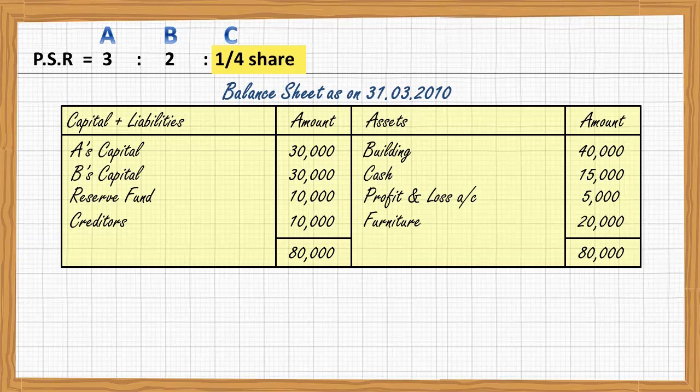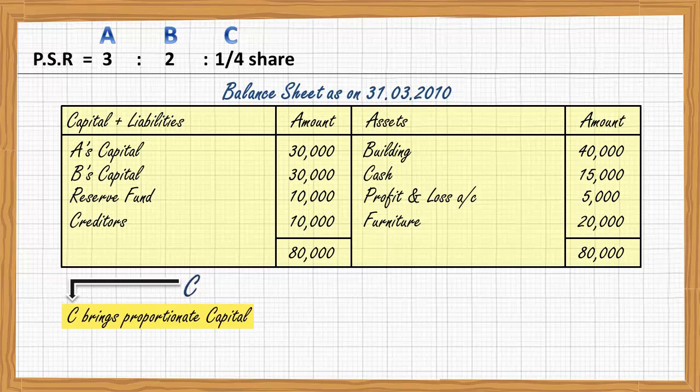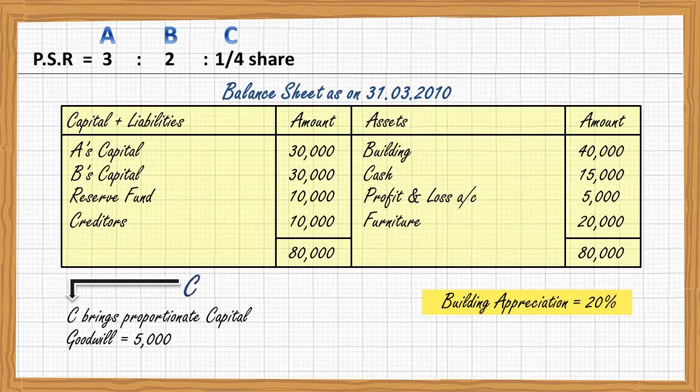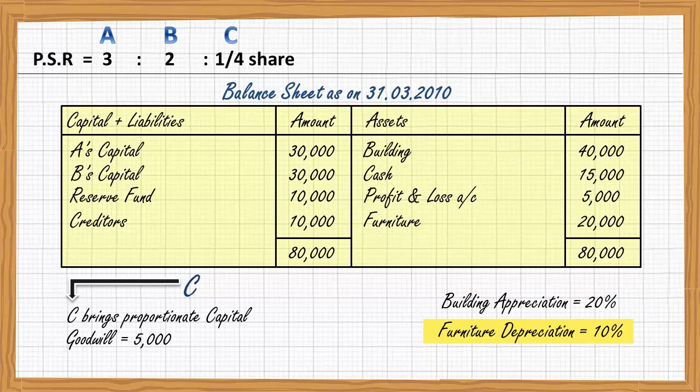C comes as a new partner for 1/4 share and he brings proportionate capital and 5,000 as goodwill. Got confused? Don't worry, I'll explain you. And building was appreciated by 20%, furniture was depreciated by 10%. Now, you know the steps.